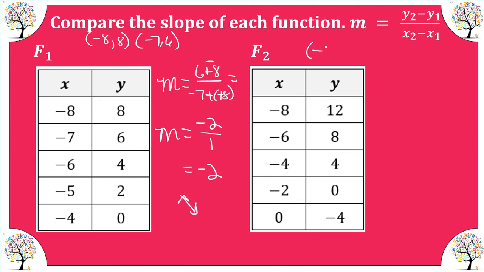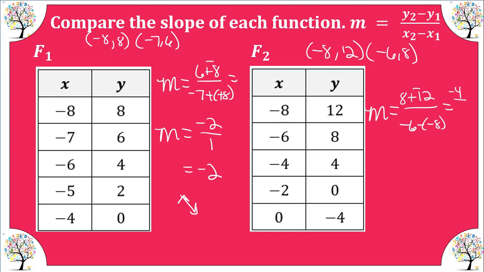In this one, let's use negative 8, 12 and negative 6, 8. So we are going to have the difference of the y's compared to the difference of the x's. Keep, change, negative 4, keep, change. This gives us positive 2, so slope is negative 2. So guess what? These lines have the same slope.